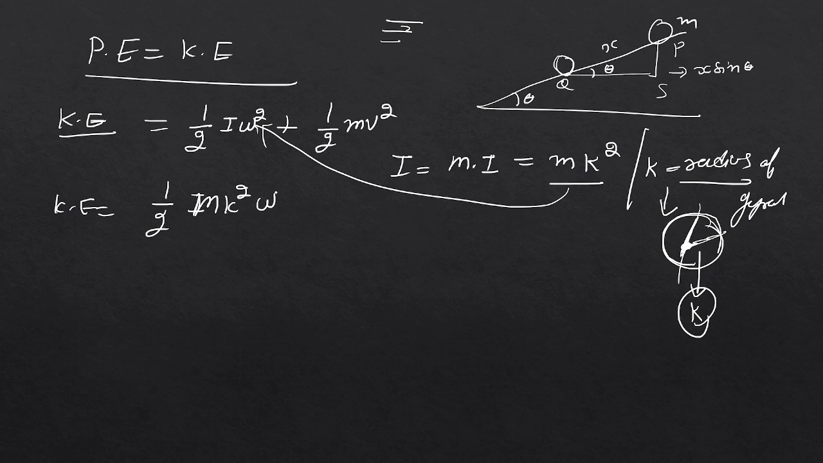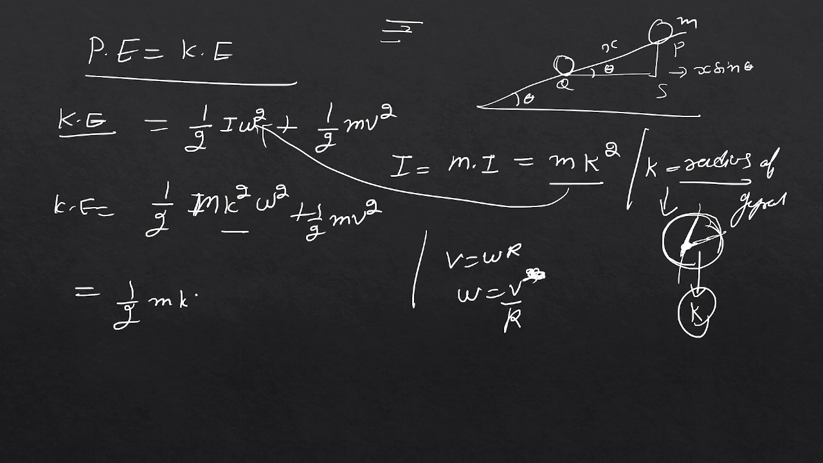Now we know that v is equal to omega r, so omega is equal to v over r. Now place the value of omega in this expression. You will get 1/2 m k square v square over r square plus 1/2 mv square. So this is the kinetic energy.